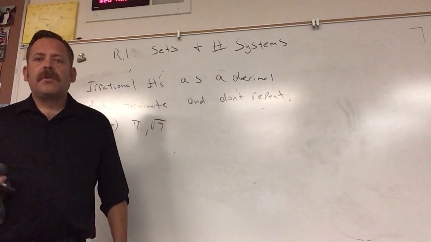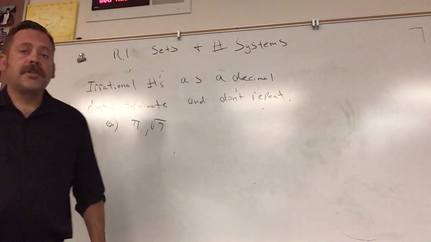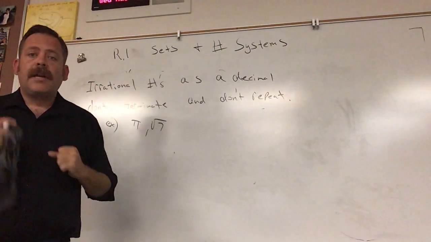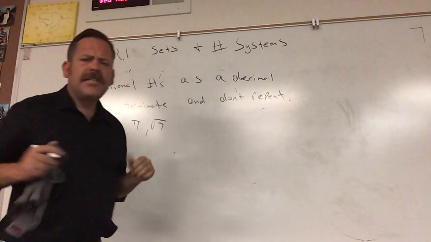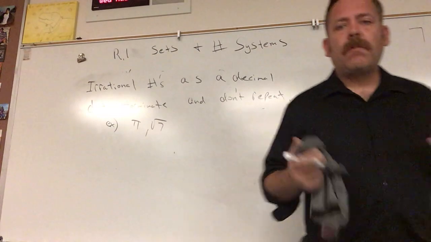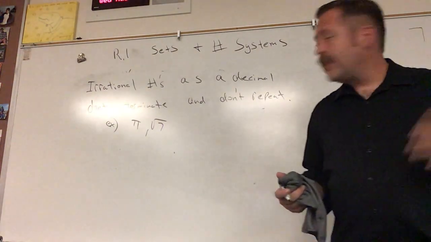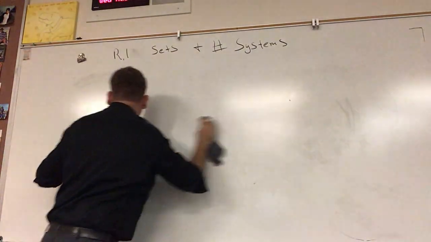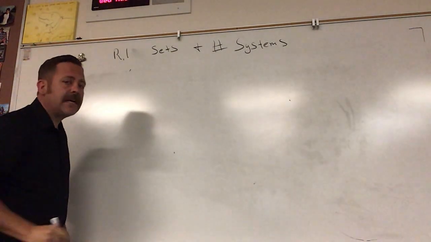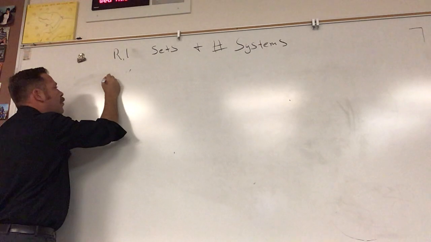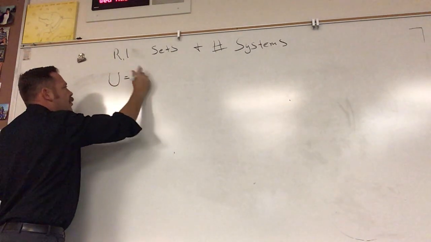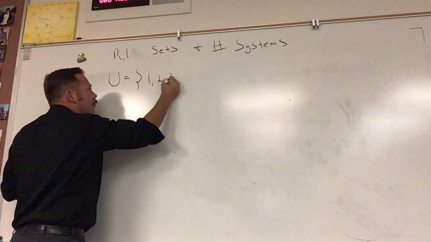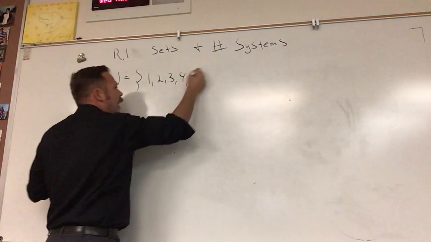Later on in the class, we're going to get into complex or imaginary numbers, but all of these numbers today that we talk about are real numbers. Now we're going to look at some notation. Notation, guys, is just a way that we write things. So we're going to look at some notation for sets. I'm going to make some sets here. I'm going to make this set U is equal to, let's say, 1, 2, 3, 4, 5.